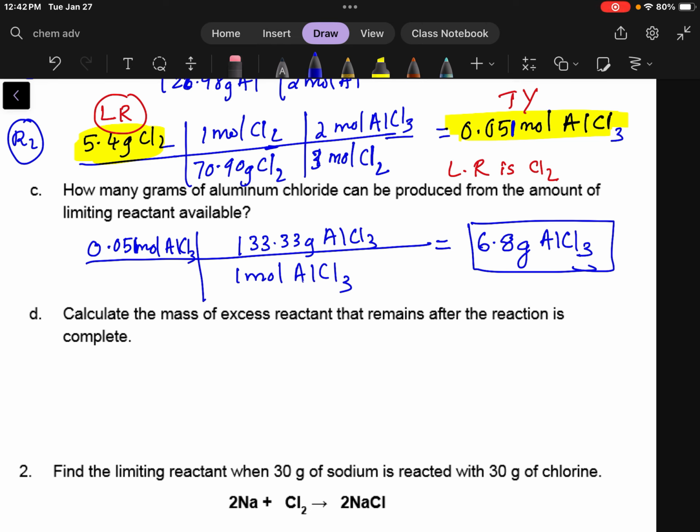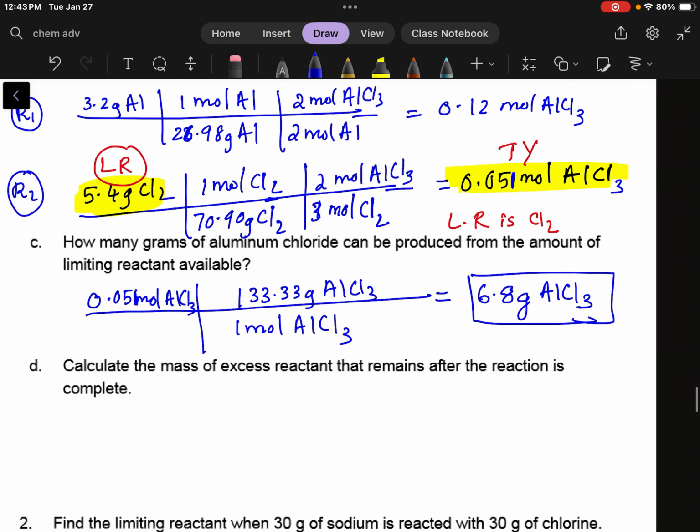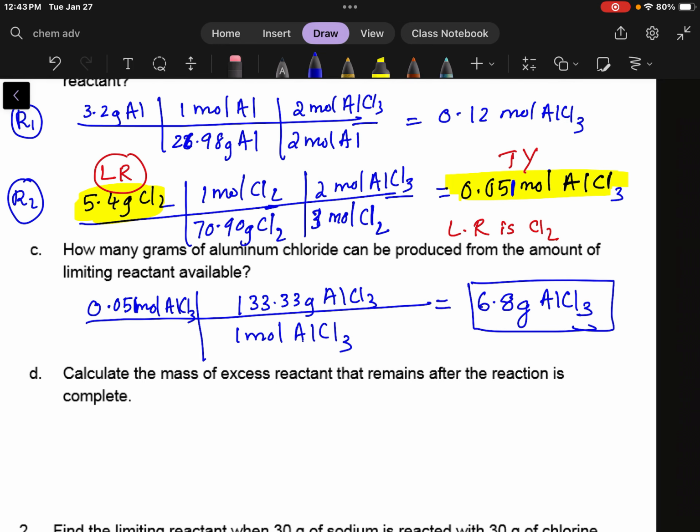Okay, now for calculating excess reactant, there are two ways to do it. You can start from the theoretical yield and find how much of the other reactant is needed. But I prefer you start from the limiting reactant, because in case you mess up on your answer, you will lose all the points. Start from the limiting reactant to find the excess reactant.